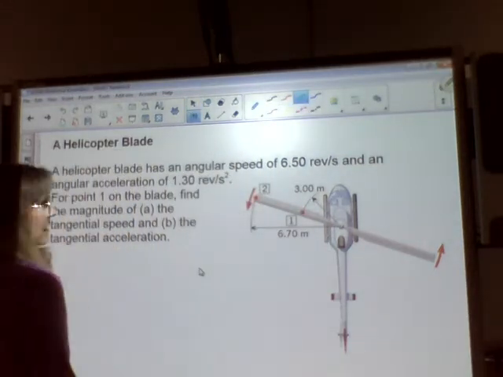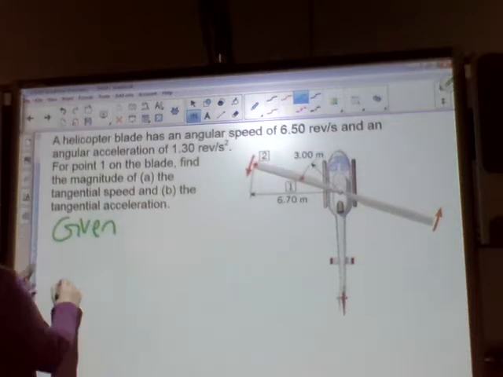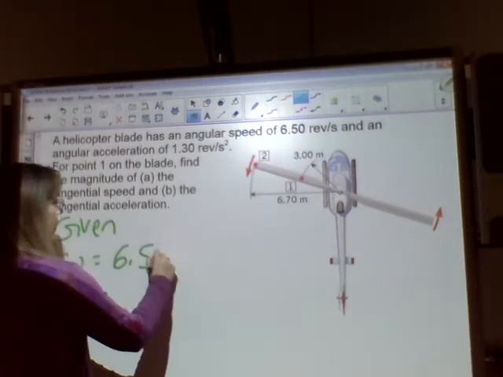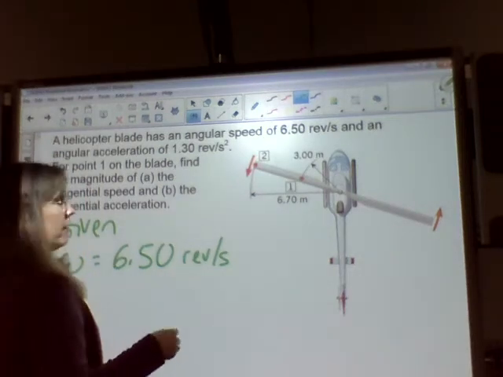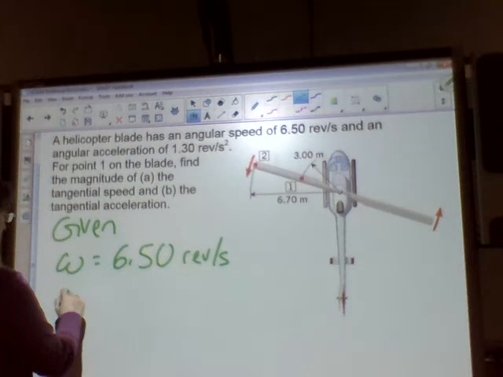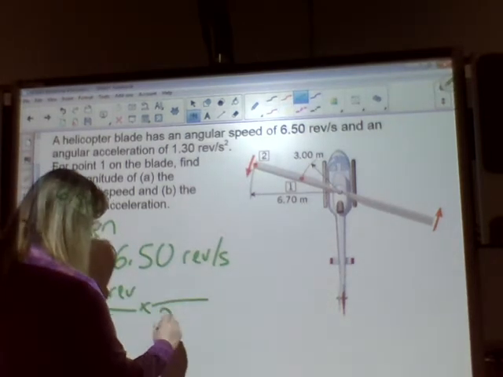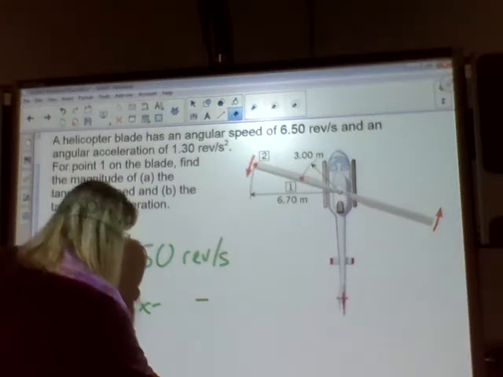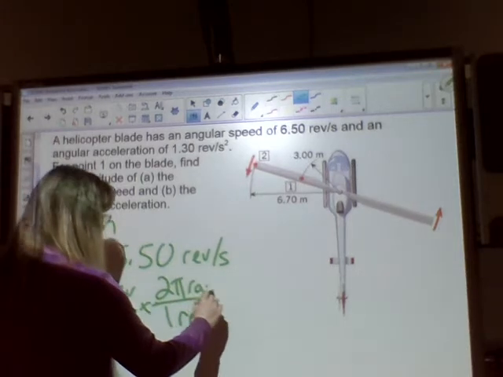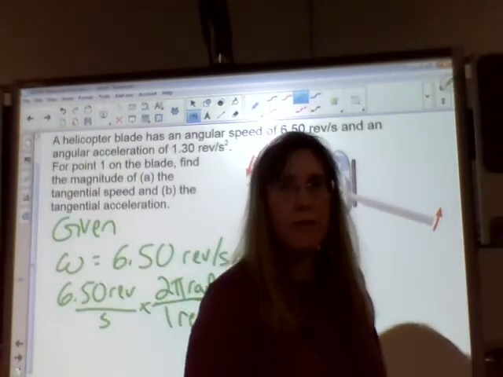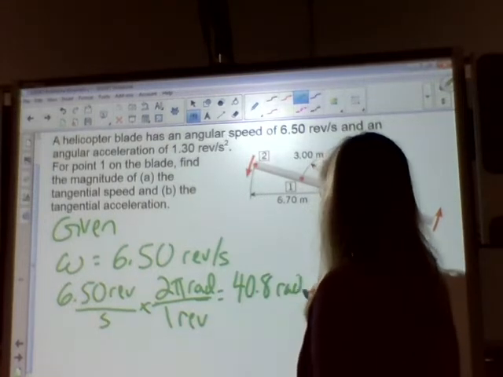So first, of course, we have to identify our givens. We're given the angular speed, that's omega, as 6.5 revolutions per second. Unfortunately, that's not the units that we want angular speed in, so we have to convert it from revolutions per second to radians per second. And 1 revolution is equal to 2 pi radians. So if we do that out, we're going to get a value of 40.8 radians per second for omega.